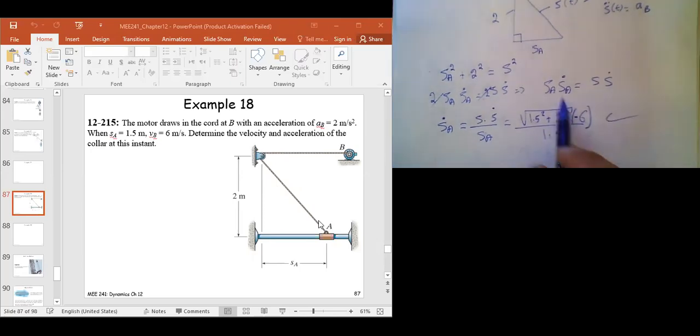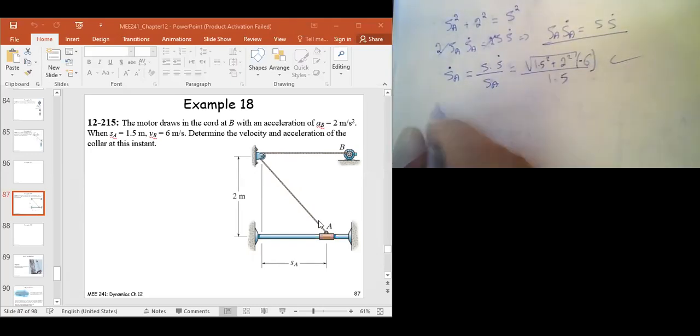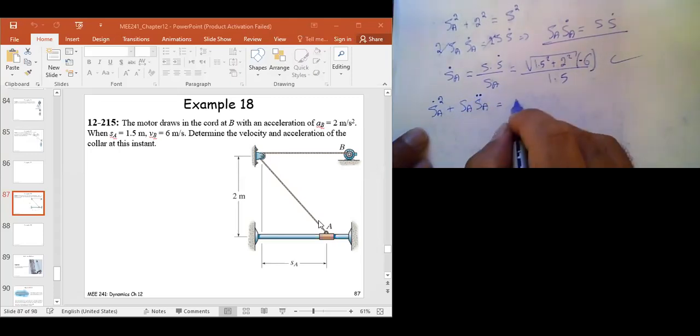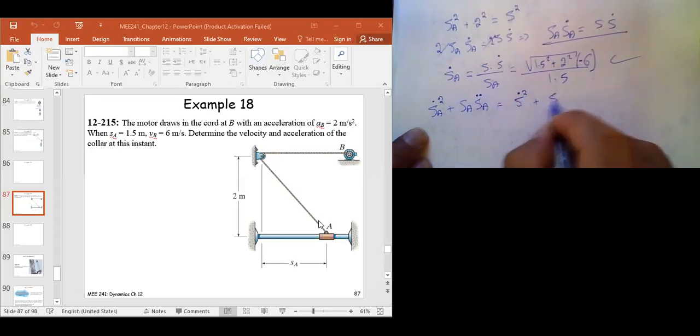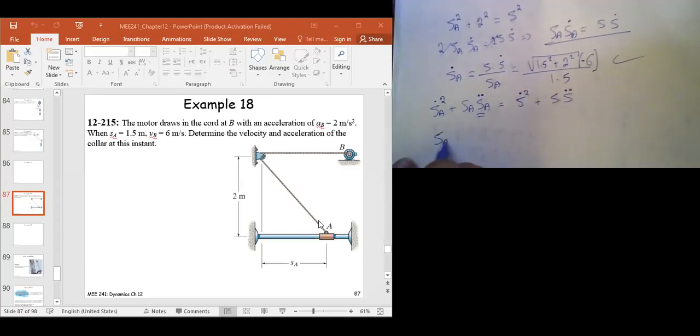Okay, now let us find the acceleration. How can I find the acceleration? We derive the second equation. Exactly. Differentiate this guy. So if you differentiate this guy, what are you gonna end up with? It's gonna be SA prime squared plus SA SA double dot is gonna be equal to S prime squared plus S S double dot, right? And we're interested in finding SA double dot. So what is SA double dot? SA double dot is going to be equal to S prime squared plus S S double dot minus SA prime squared.